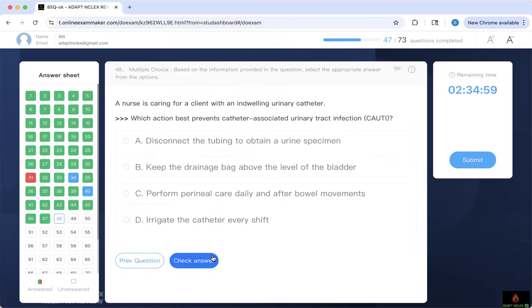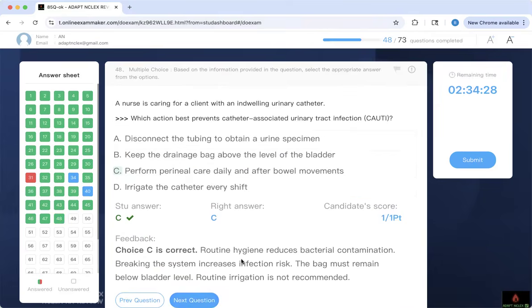Which action best prevents catheter-associated urinary tract infection, CAUTI? And this is caring for a client with indwelling catheter. What do you do? Disconnect the tubing to obtain urine specimen. Keep the drainage bag above the level of the bladder. Do you think you want to do that? Perform perineal care daily and after bowel movement. A, cleaning the patient up. Irrigating what? The catheter every shift. What do you think? This is key, a key concept. What do you think is going to help? A, perineal care is much, much better.